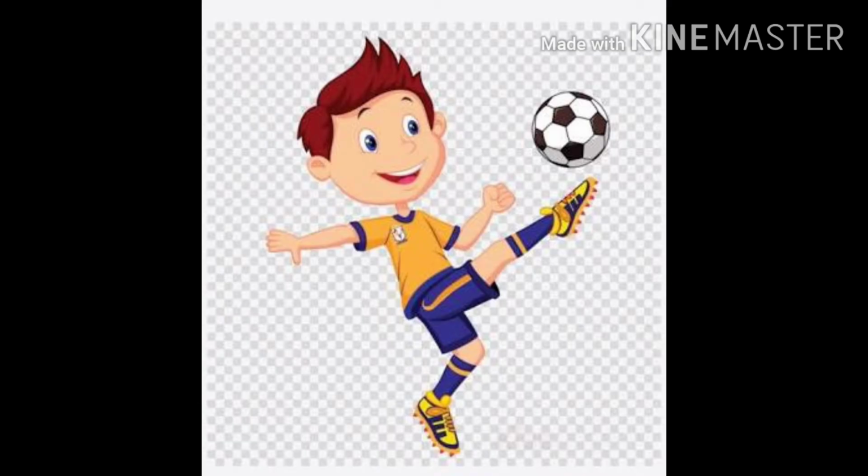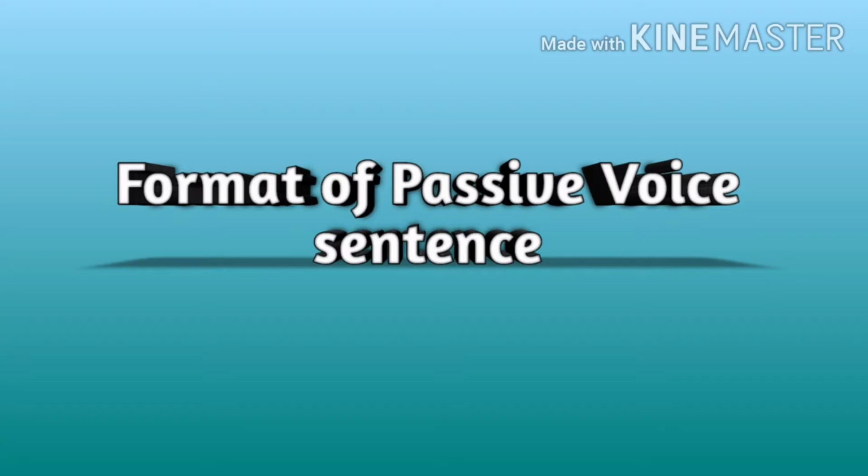So we see that in this sentence, he is given more importance and is given the first place. Kicked is the verb and the action is taking place on the ball. So the ball becomes the object. This is an example of an active voice. Now we will deal with the passive voice format.